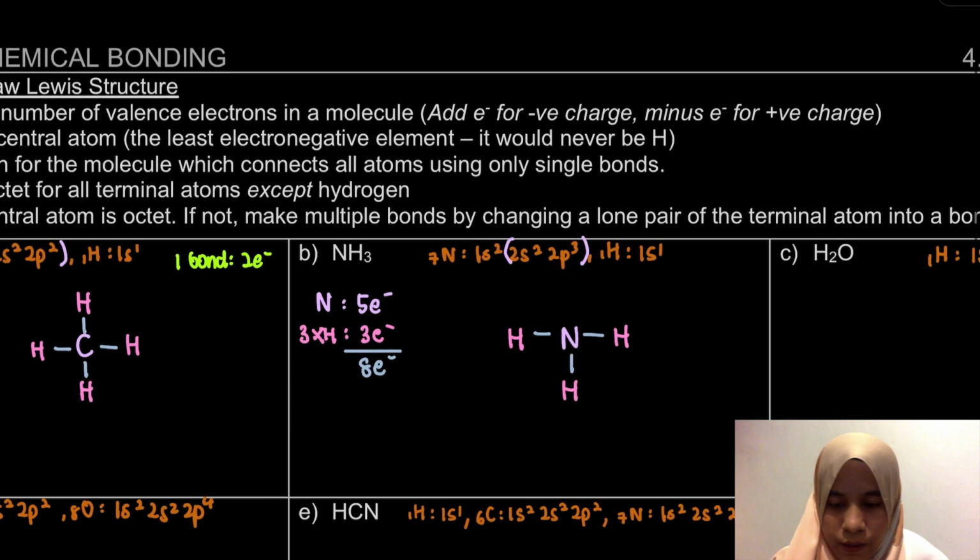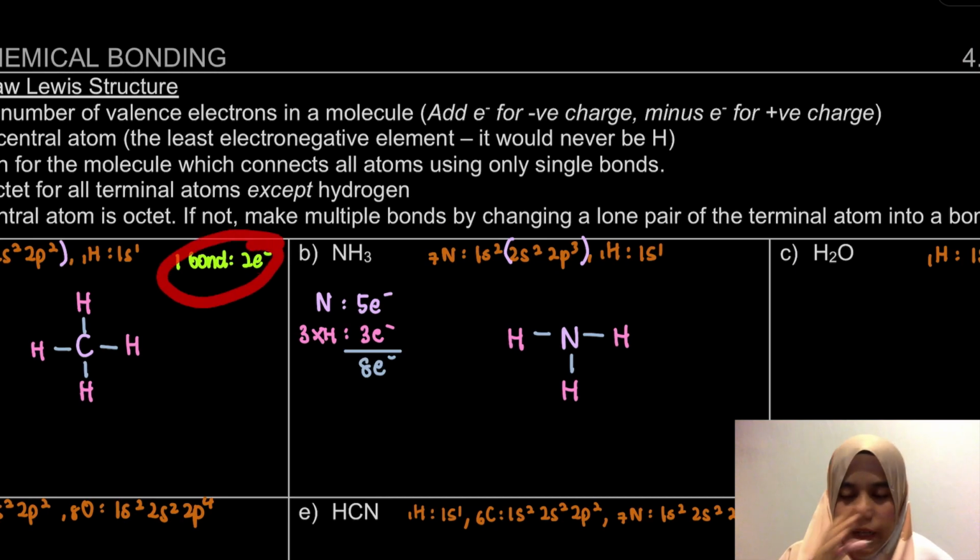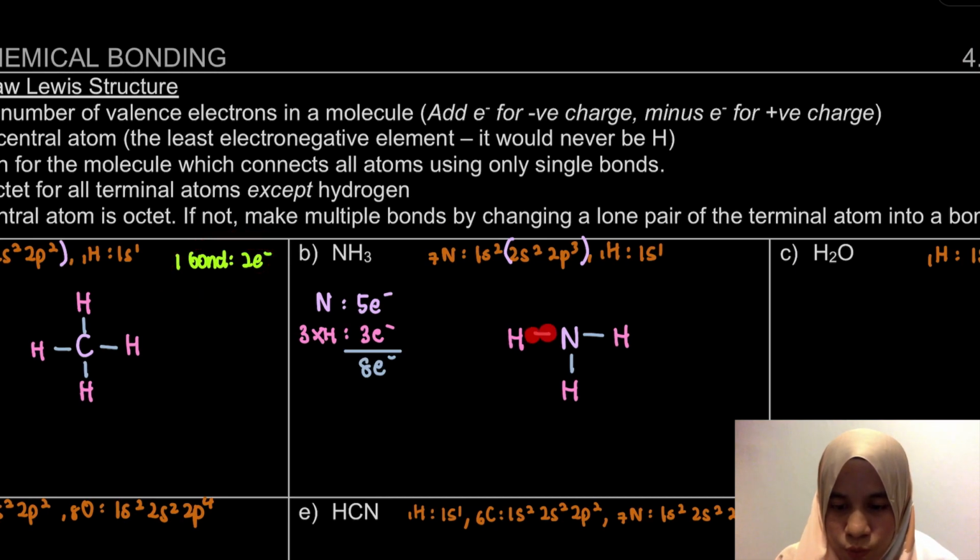And then we're going to calculate. Remember that one bond has 2 electrons. So 2, 4, 6, so minus 6 electrons. Okay, so what we have left here is 2 electrons.